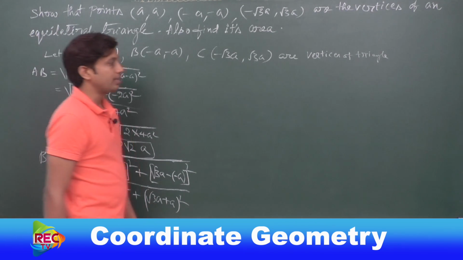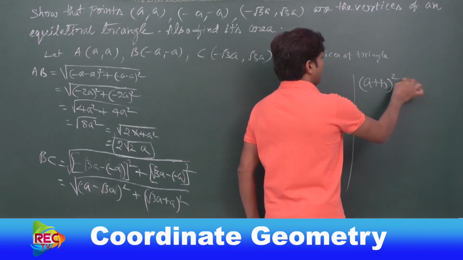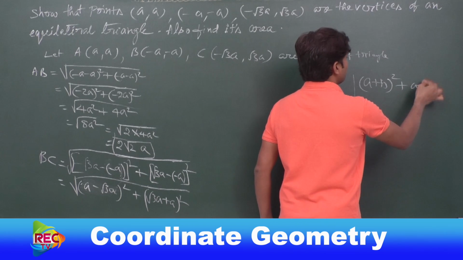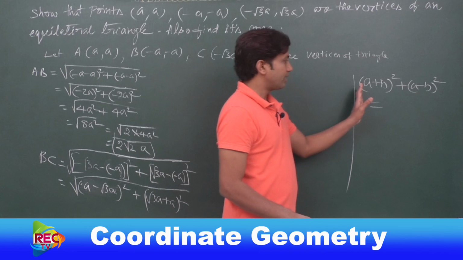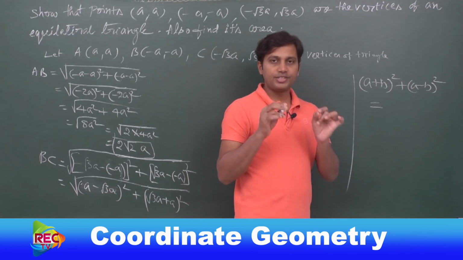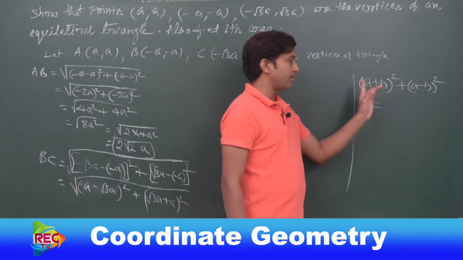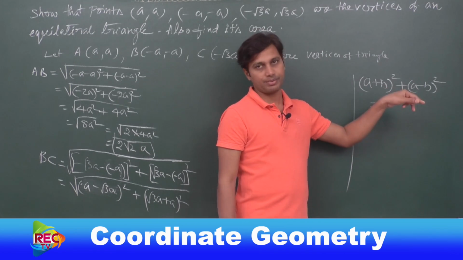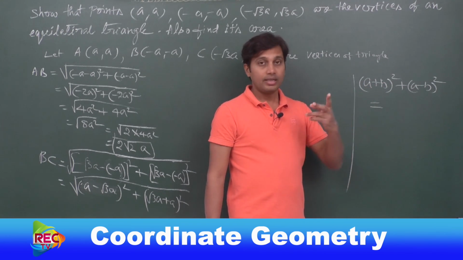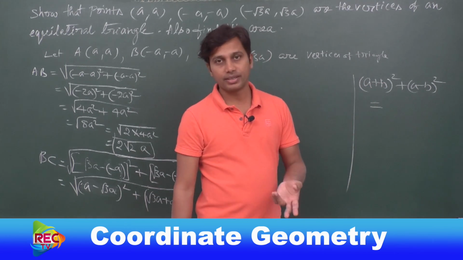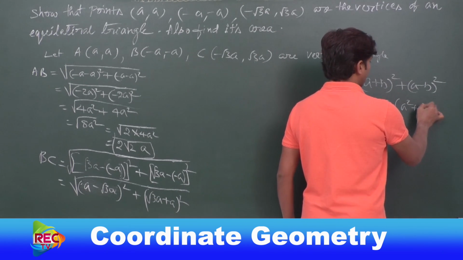(a + b)² and (a − b)² are added. Now tell me what will happen. All the terms are the same, just the signs of the 2ab terms are opposite. So here a², b², 2ab and −2ab. The 2ab terms will cancel, a² will be doubled and b² will also be doubled. So here we get 2 times (a² + b²).